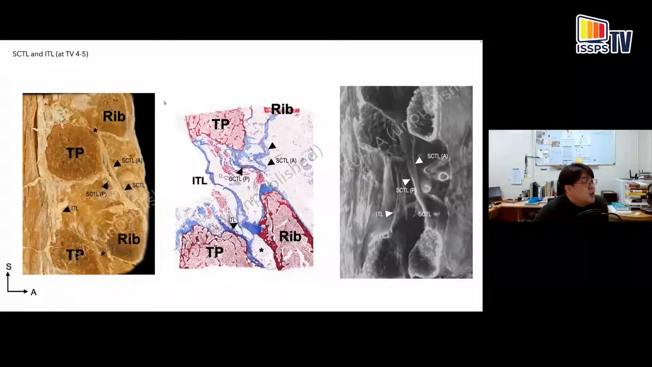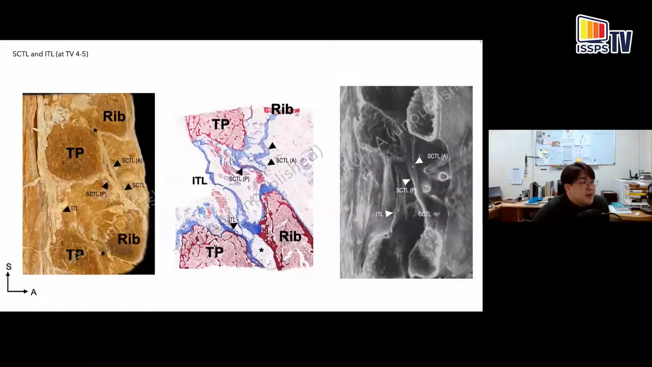At the T4-5 level, we observed consistent topography of the ITL and two layers of the SCTL in sectional anatomy, histological findings, and micro-CT imaging. The SCTL originated from the superior surface of the fifth rib. From this common origin, anterior and posterior layers diverged, and the anterior layer was attached to the lower surface of the fourth rib. You can see also in histological findings.